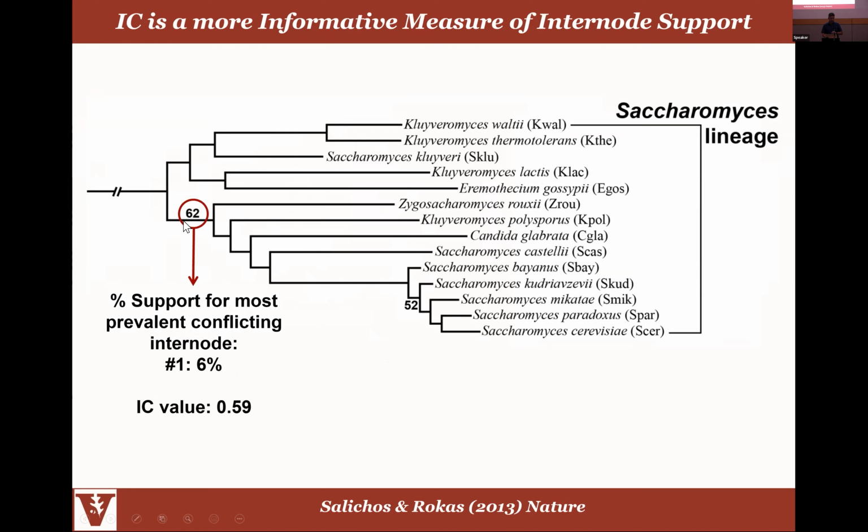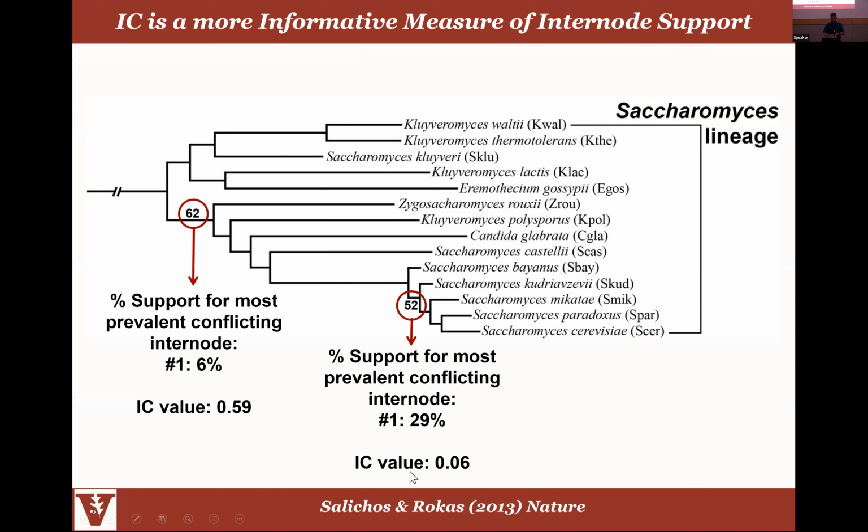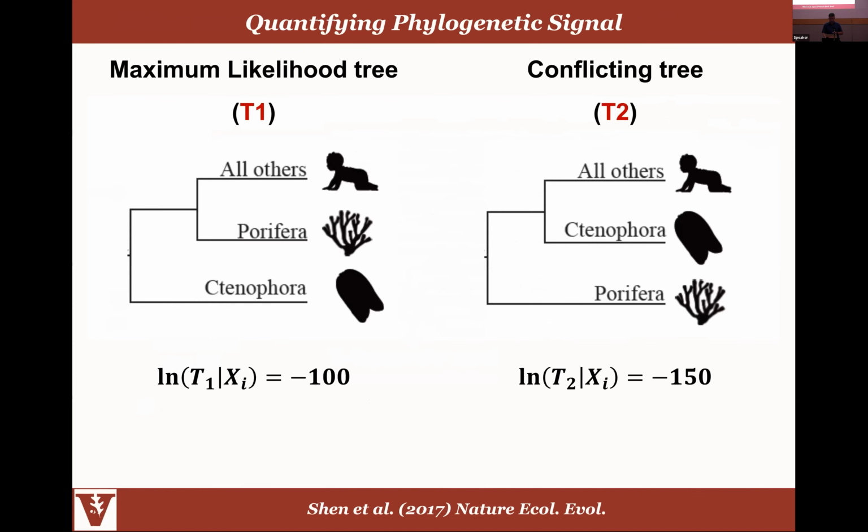But by calculating internode certainty, we find that the most prevalent conflicting internode for the first has a frequency of 6%. So you have this relationship supported by 62% of your trees, and the next most prevalent conflict is by only 6%. And so you get a relatively high internode certainty value. In contrast, for the branch that's 52, the support for the most prevalent conflicting internode is 29%, so much more significant conflict. The internode certainty value is very low. We know from prior work that there is a history of hybridization in these lineages, as I was telling you about. And so that 29% actually reflects that signal of hybridization and introgression. Internode certainty is able to pick that up, whereas gene support frequency would not.